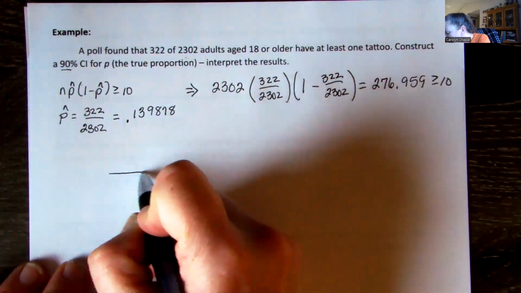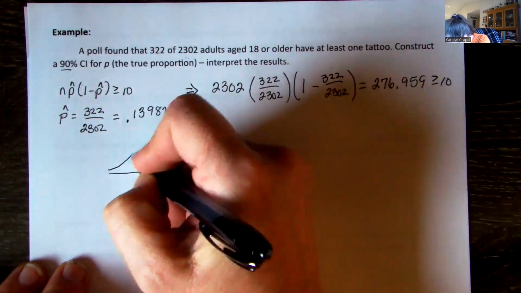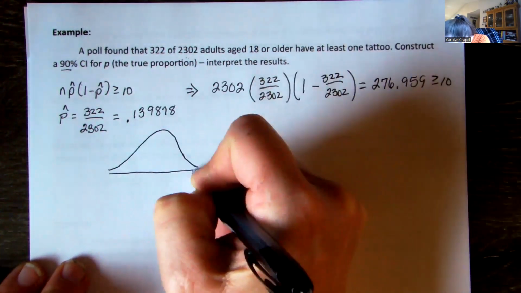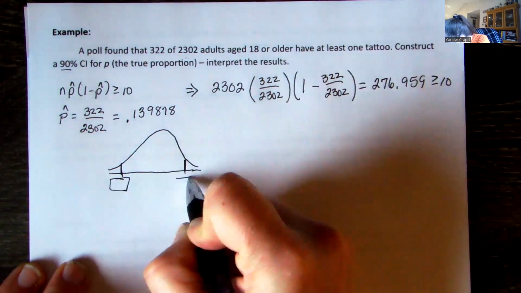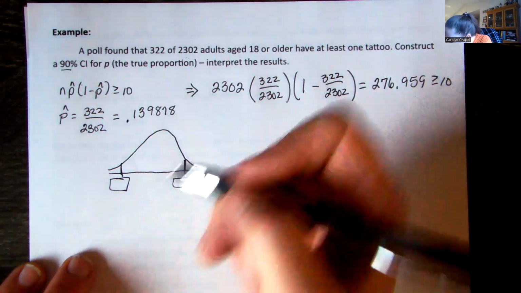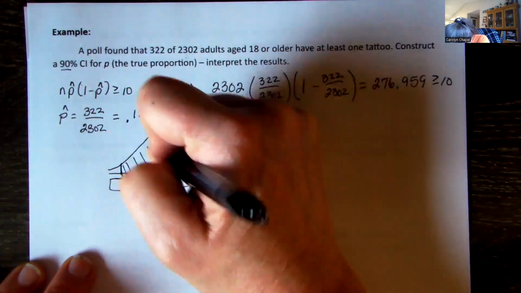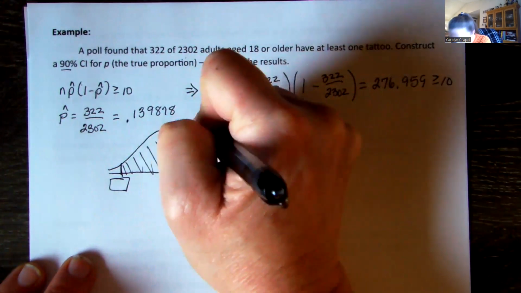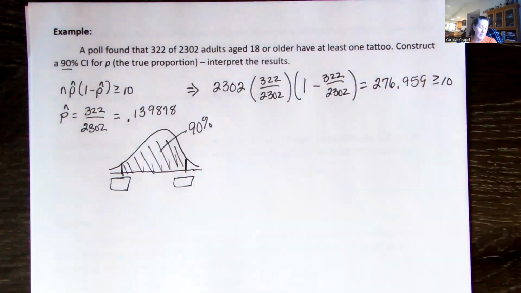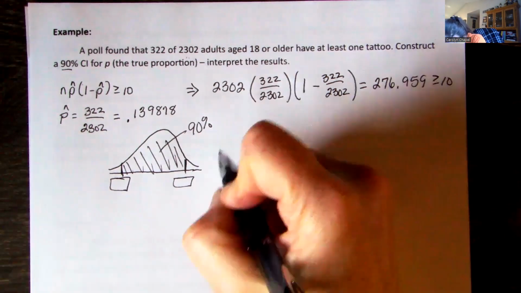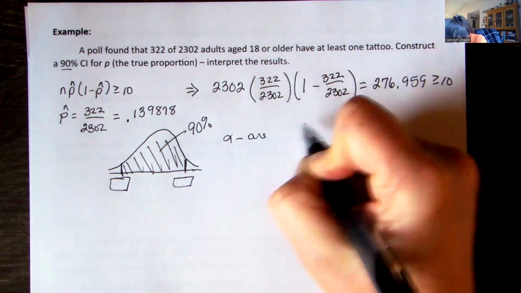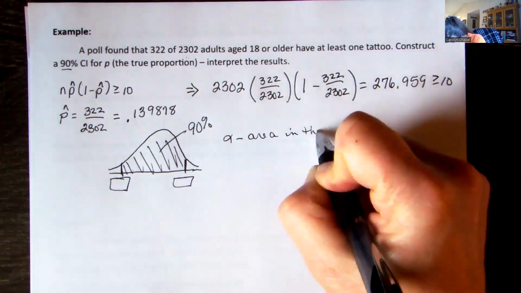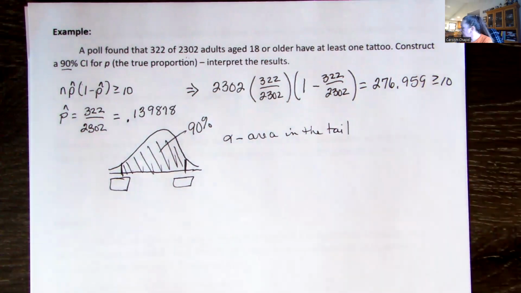So thinking about our normal curve, our Z, 90% means what we want is we're looking for these Z values here, so that this middle piece is 90%. That means our alpha is going to be that area in the tails. And you will have noticed, I'm going to throw the formula back up here again.